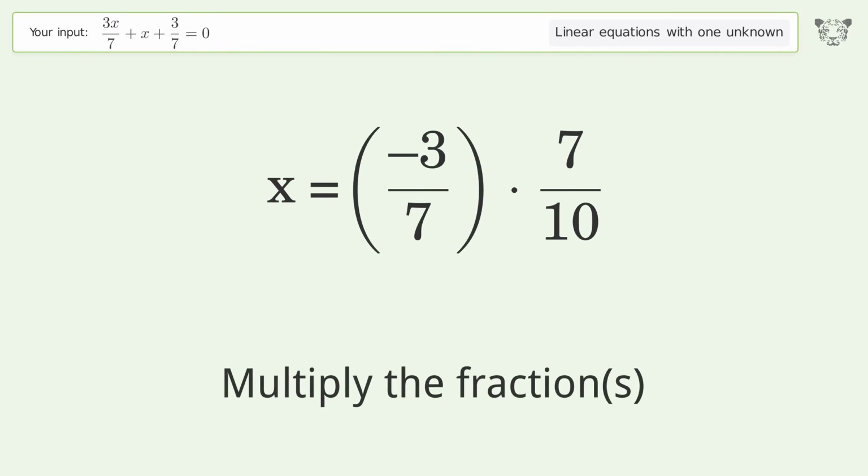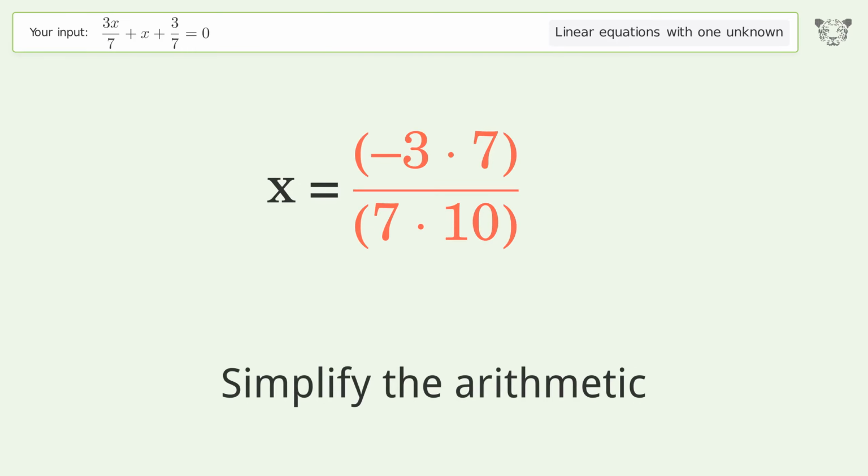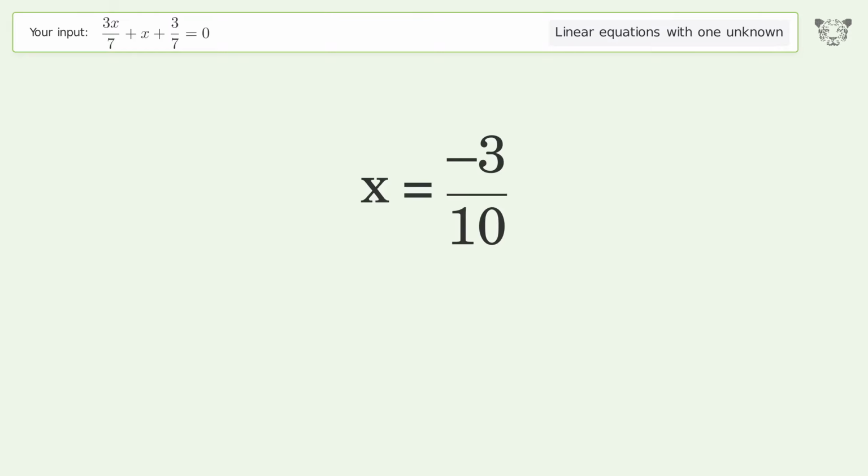Multiply the fractions. Simplify the arithmetic. And so the final result is x equals -3/10.